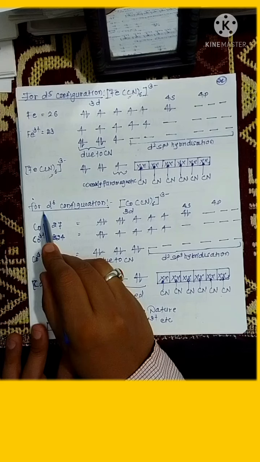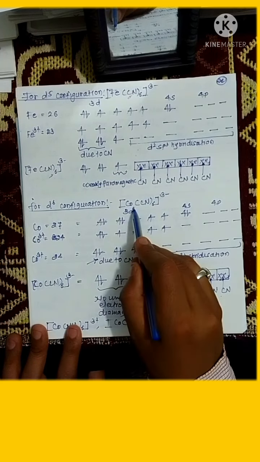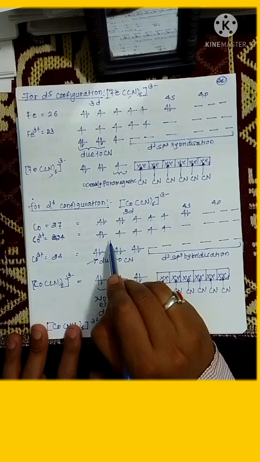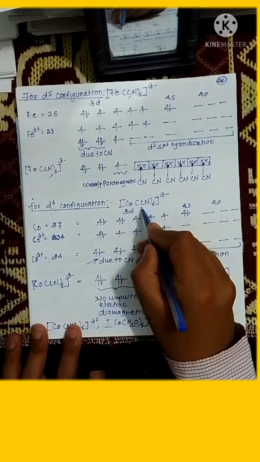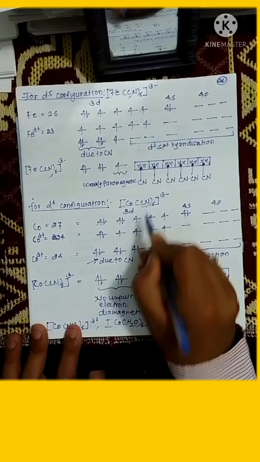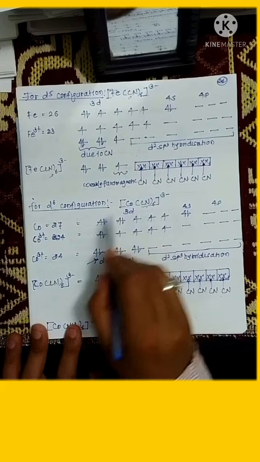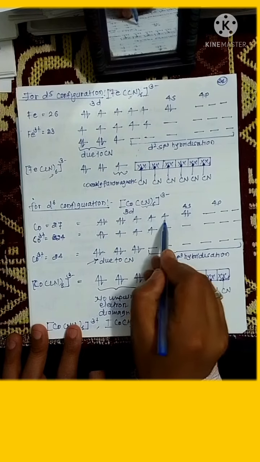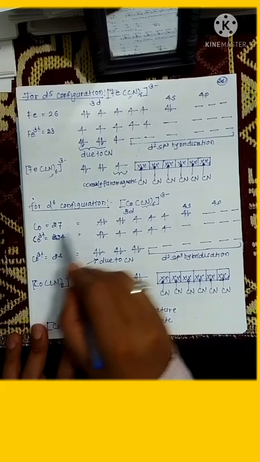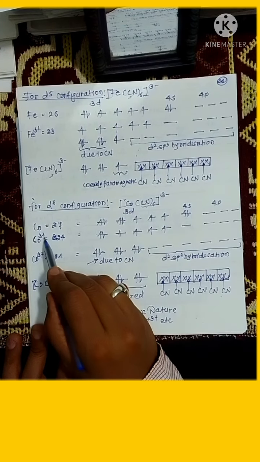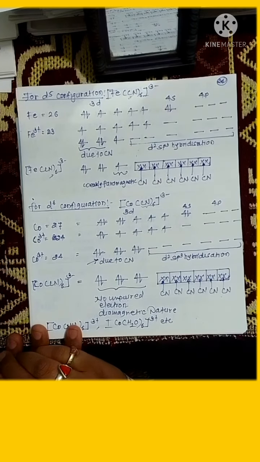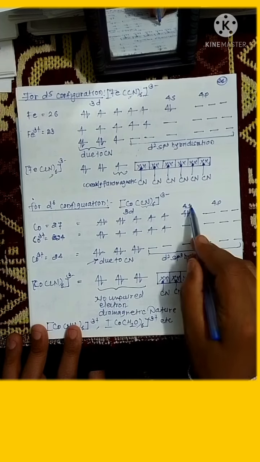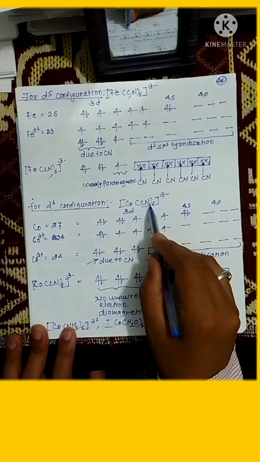Now we are going to see the d6 configuration. The example is Co(CN)6 3 minus. In this complex, just see, cyanide is a strong ligand. The atomic number of cobalt is 27. Electronic configuration is 3d7 4s2. In this complex, cobalt is present in the 3 plus oxidation state. So the electronic configuration is written as 3d6 4s0.